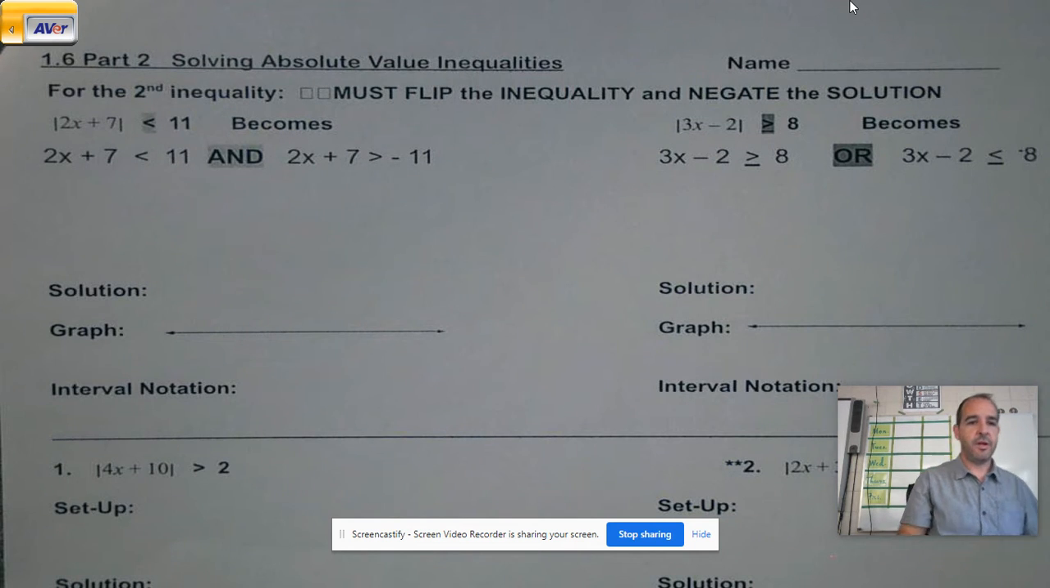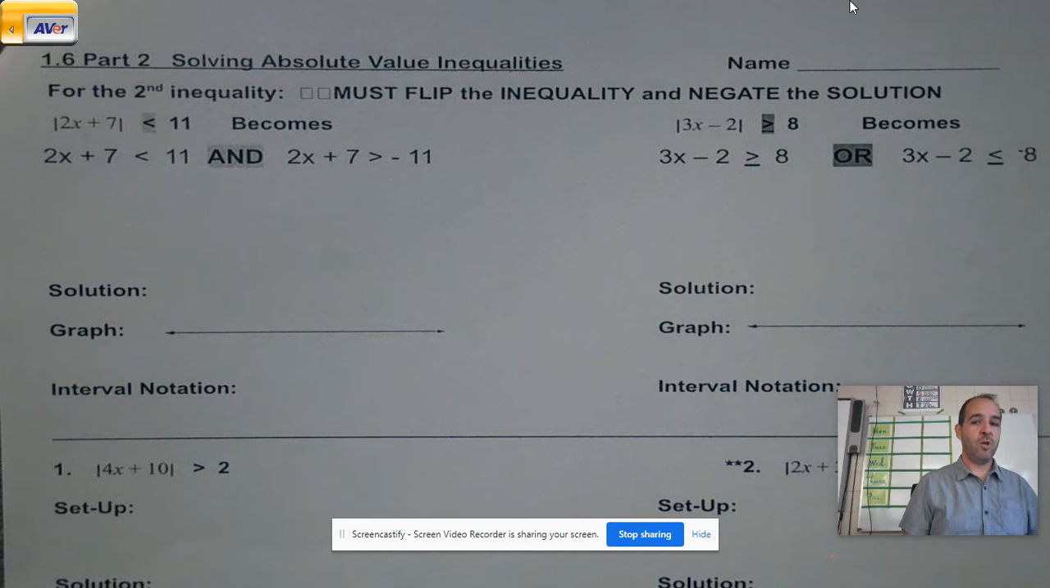Hey, good morning. We're taking a look today at the second part of section 1.6, dealing with absolute values. Today, we step it up from the equations to inequalities. So, a lot of things are going to be the same with this. One main difference is going to be our inequality arrow.